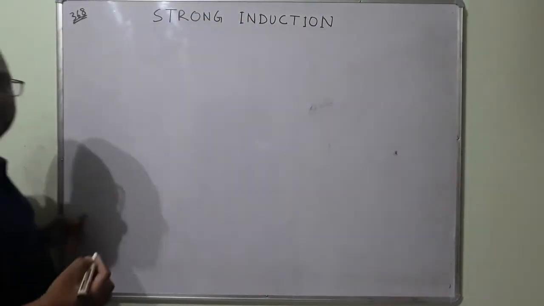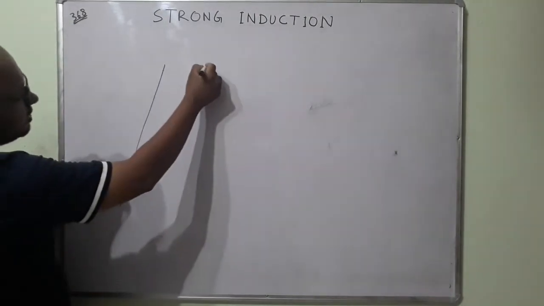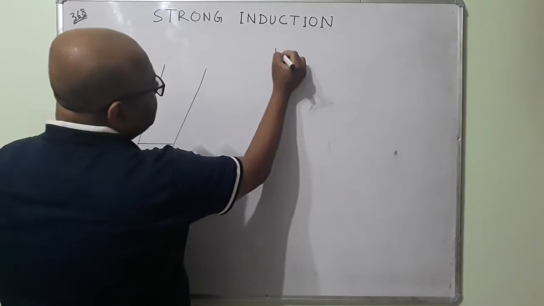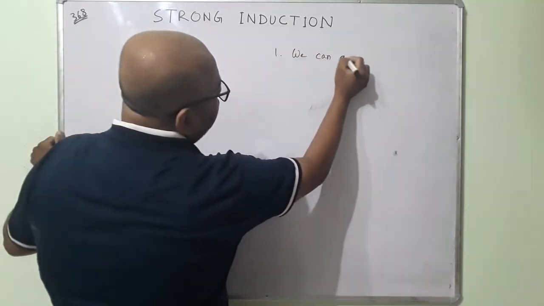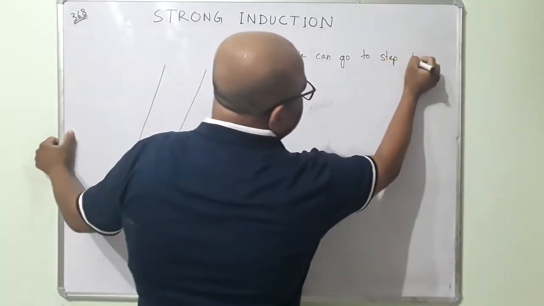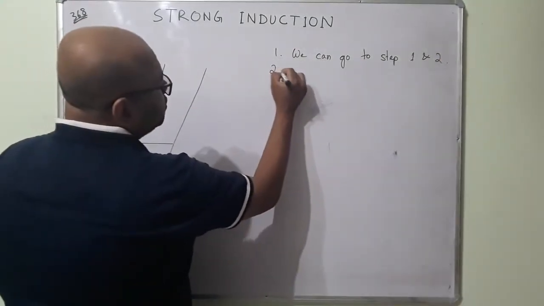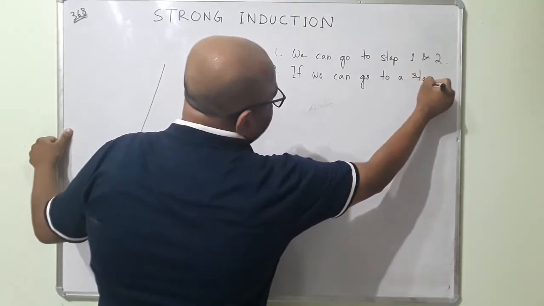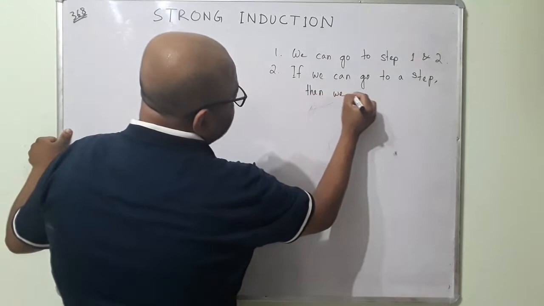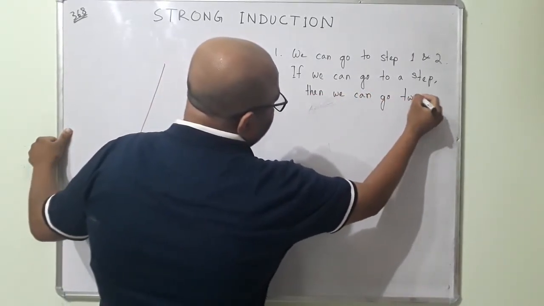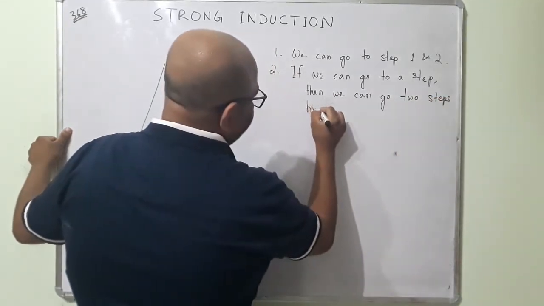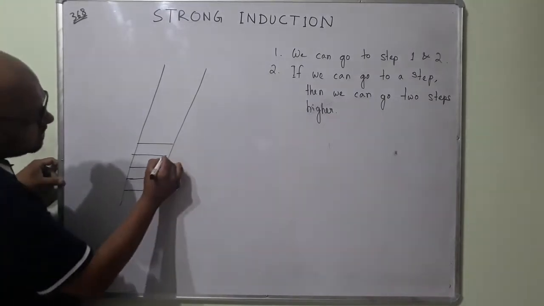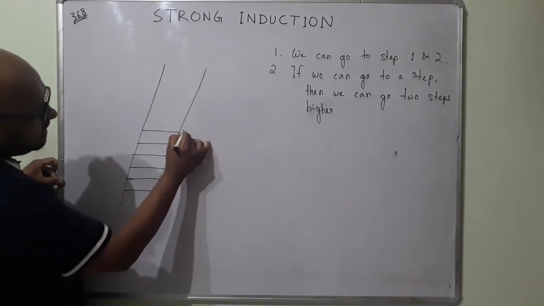Let us say, going back to the analogy, that we have an infinite ladder, and there are various steps in this ladder. We are given that, number 1, we can go to step 1 and 2, and number 2, if we can go to a step, then we can go 2 steps higher. That means we are given that we can go to step 1 and 2, and if we go to some step, say x, we can go to step x plus 1.